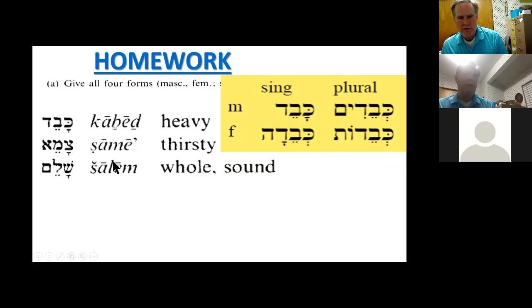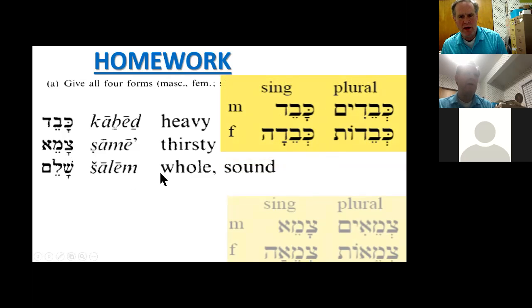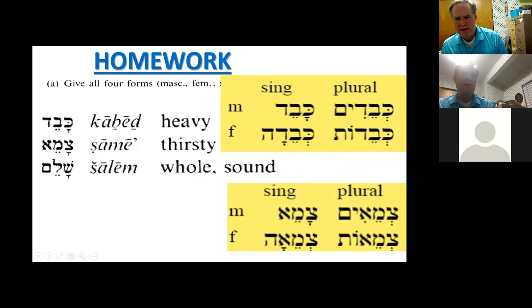Okay, thirsty. This looks like an S. Remember, S with a dot under it, which sounds like the 'ts' in pizza. This is the tzadi. So this is tzame, tzamea, tzamim, tzamot. And shalem means whole or sound or complete.